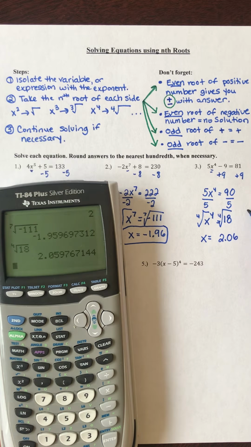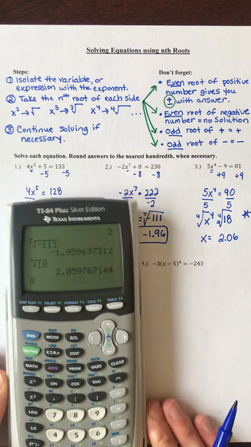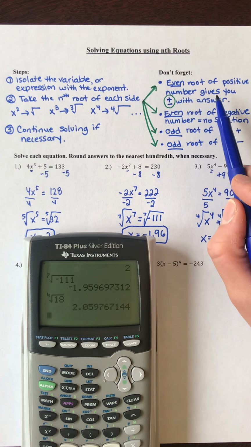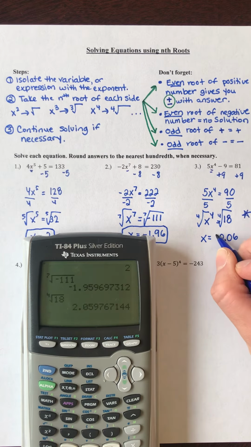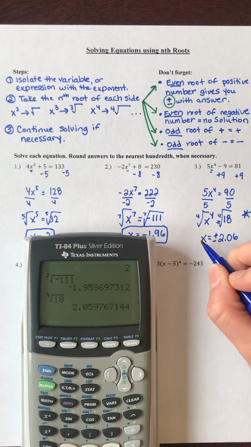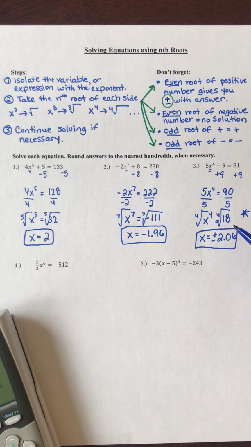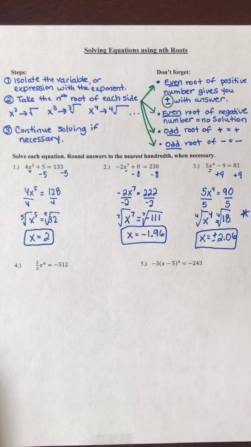However, you have to remember here, and this is something you have to remember. Your calculator's not going to do this for you. When you take an even root of a positive number, so up here, because I took an even root of each side, I took an even root of a positive number, I need to include plus or minus here, because technically positive 2.06 to the 4th power would give you around 18, and negative 2.06 to the 4th power would give you 18. So this is one where you need to remember yourself that you need to include plus or minus with your answers. Okay, let's look at number 4.